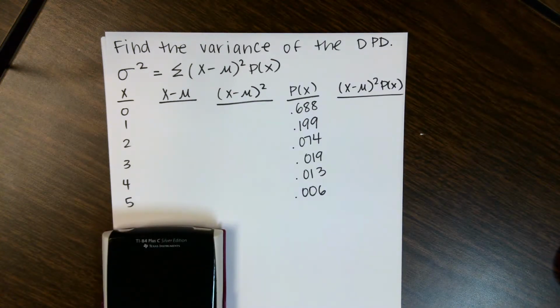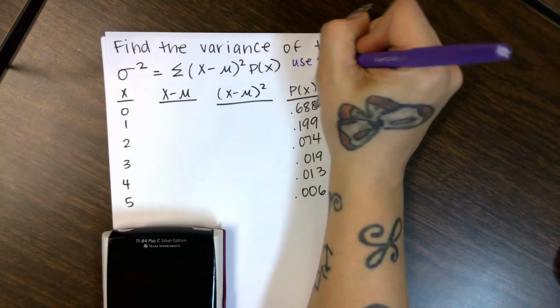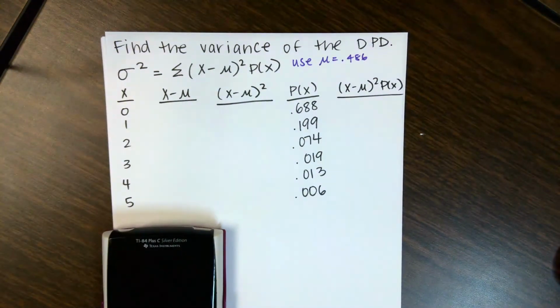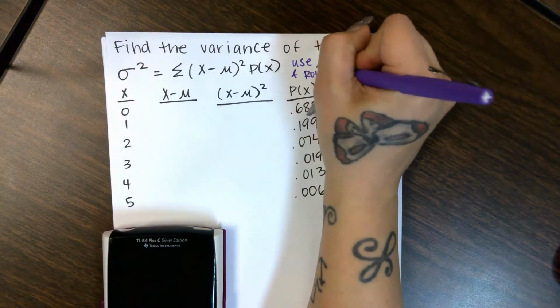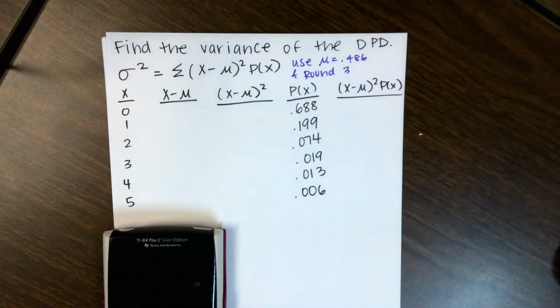Now I'm going to put a little note here. When we do the variance, we're going to use the mean equal 0.486. Don't use the rounded one that they tell you to answer with, because you end up getting the wrong answer. And we're going to round 3 places. 0.486, what we got on the previous page for our mean, that's what we're going to use.